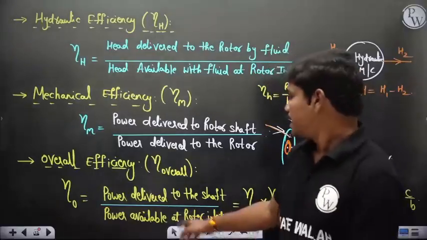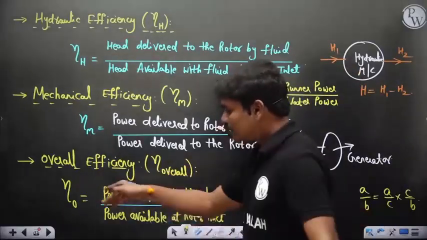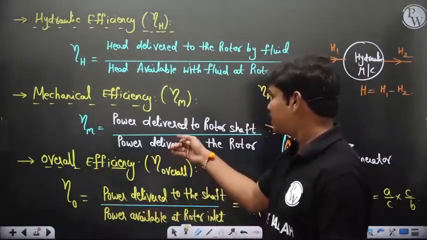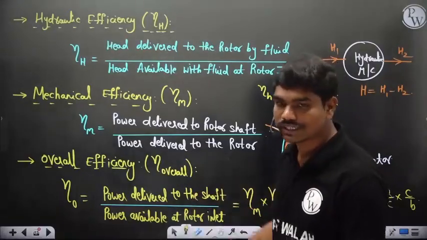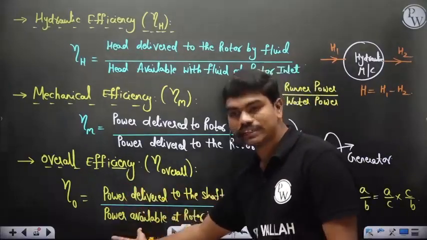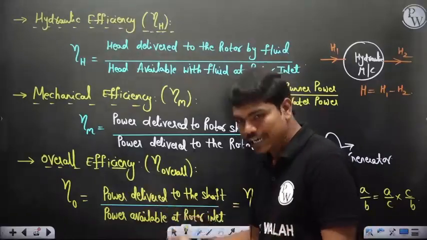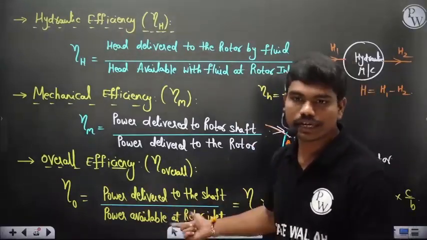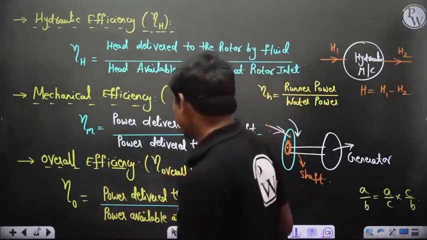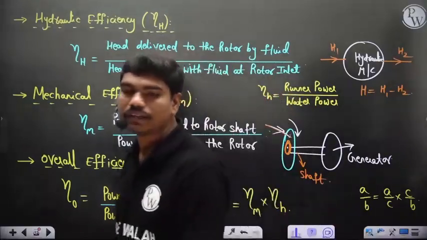Yeah, because if I split this into two different fractions, then the denominator of the first fraction I am writing this power delivered to the rotor, and also the numerator of the second fraction I am writing power delivered to the rotor. Then it's like power delivered to the shaft by power delivered to the rotor, which is mechanical efficiency, into power delivered to the rotor by power available at the rotor inlet, which is like the hydraulic efficiency. So overall efficiency can be written as the product of mechanical with hydraulic efficiencies.